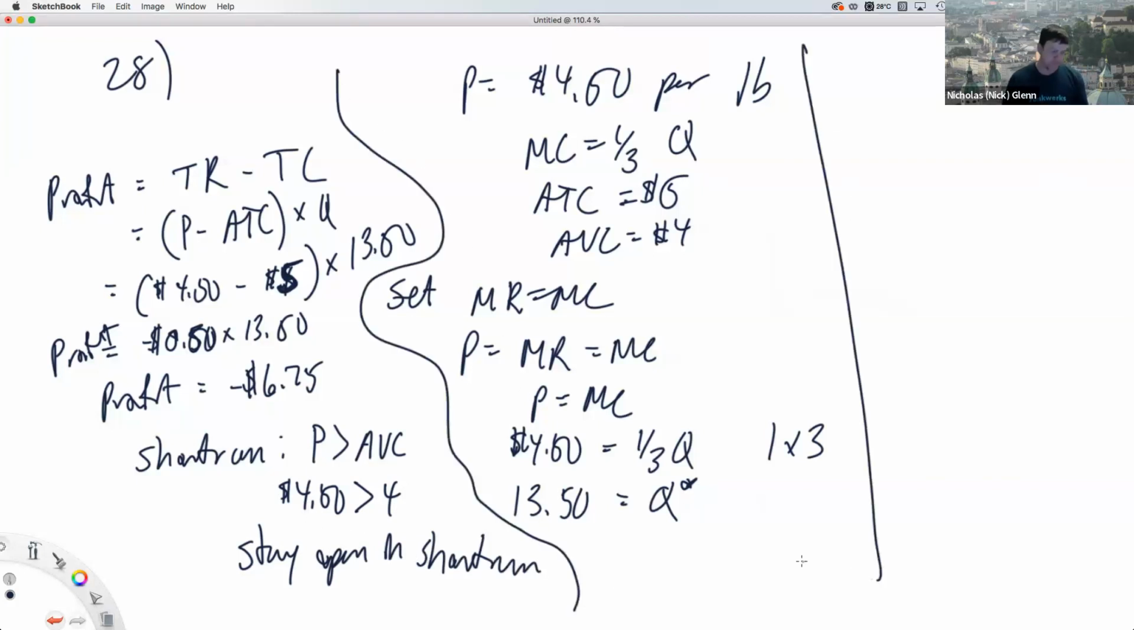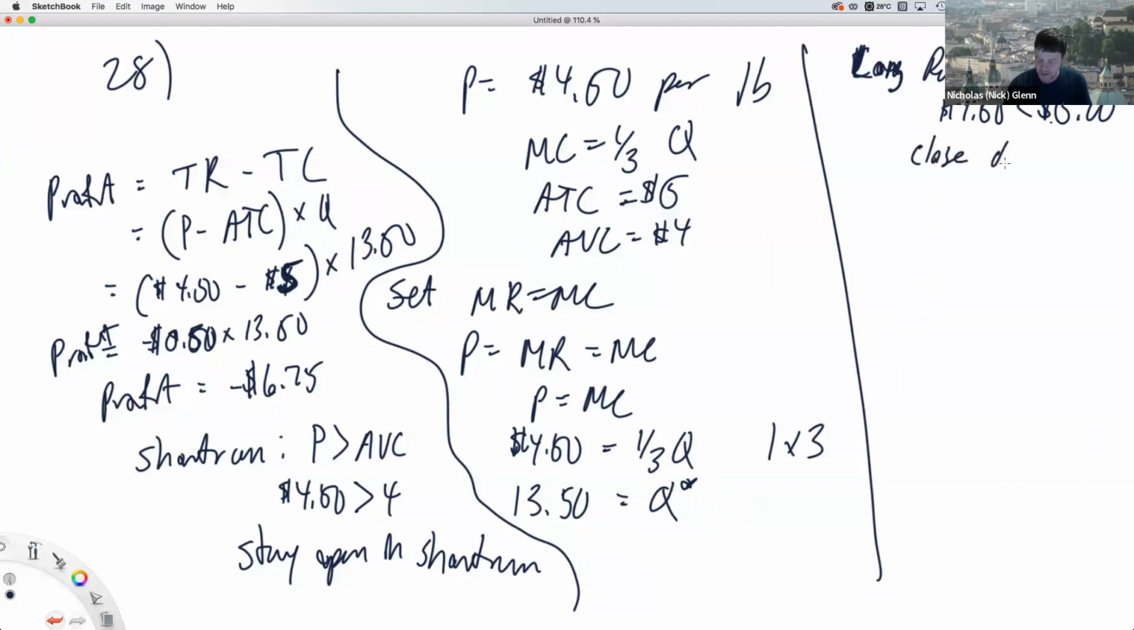All right. So you stay open in the short run. What about the long run? Remember, in the long run, you look at the price, and as long as the price is greater than the average total cost, you stay open. All right, what's the price? $4.50. And what's the average total cost? It's $5. Well, it's less. So you're going to close down.